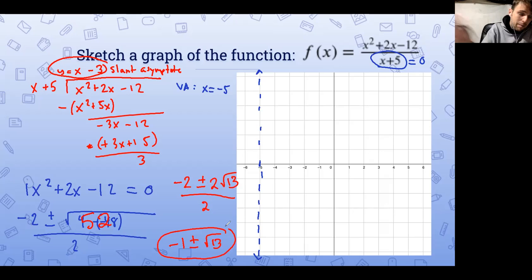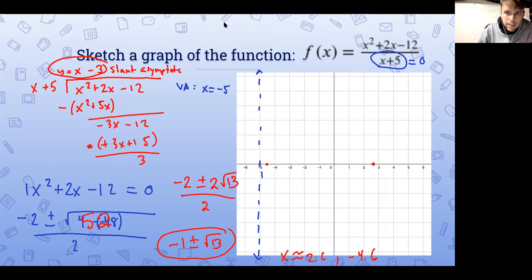If I'm graphing it, I probably actually want these as decimals. -1 plus root 13. So I got 2.6 approximately. So 2.6 somewhere in here. And then change that to minus and get that decimal version, -4.6. I don't know why I wrote that. So that would be, yeah, like right in here, pretty close to the asymptote.